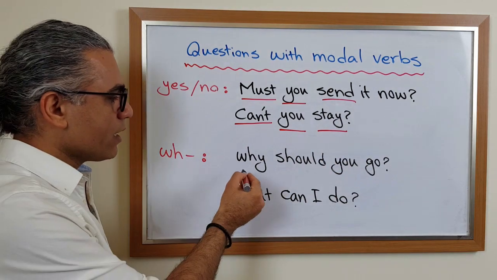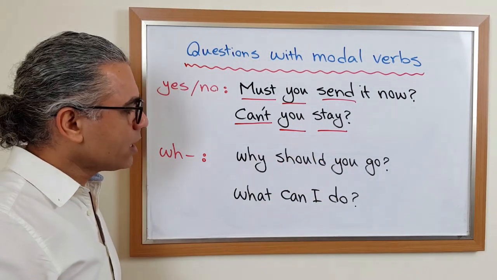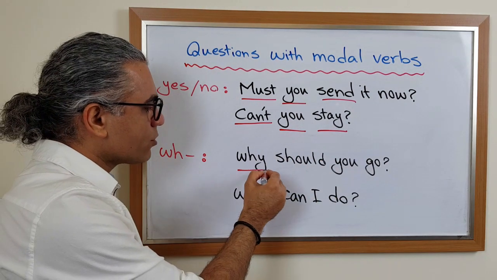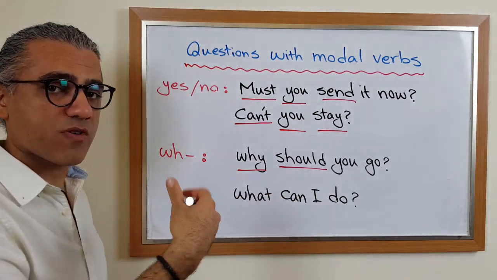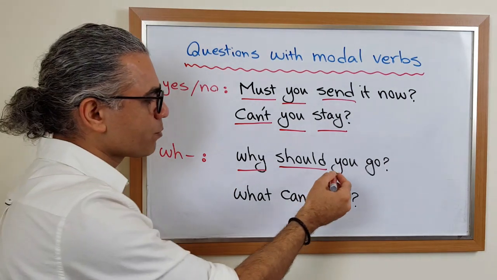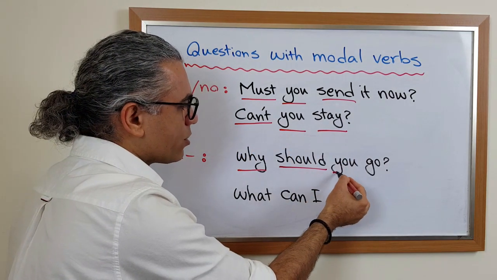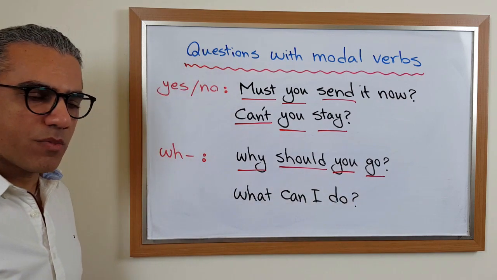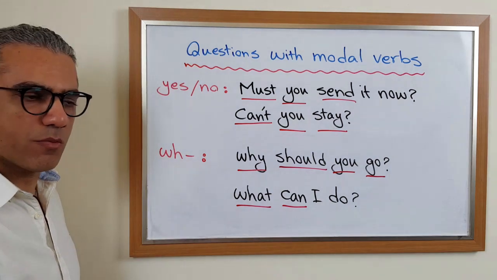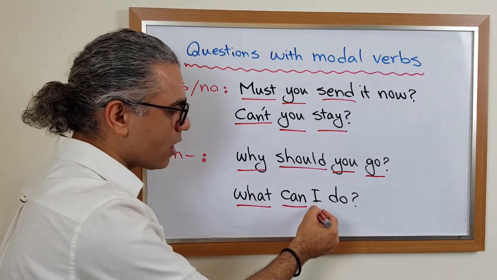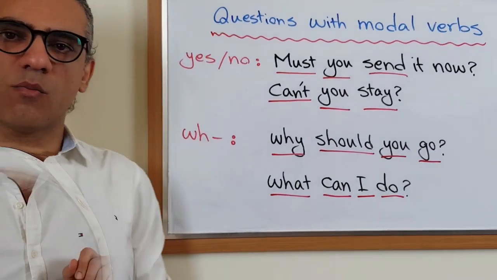WH questions, the same structure. Instead of the auxiliary verb, you use the corresponding modal verb. WH word, should is your auxiliary verb or modal verb, which is representing the function of your question, which is advice or suggestion. And subject, go, the main verb in base form. What, WH word, can is your auxiliary verb, in this case a modal verb, I is the subject, and do the main verb in base form.